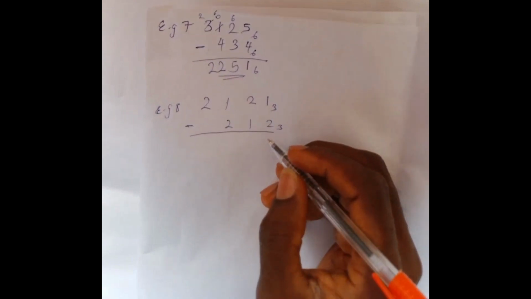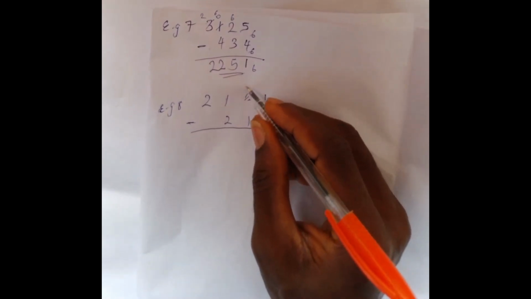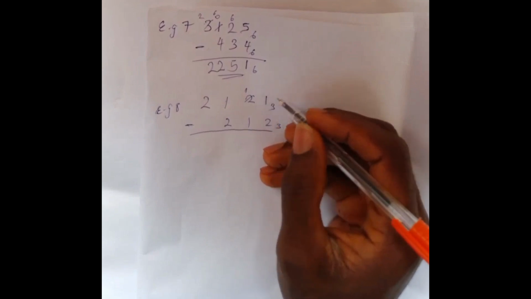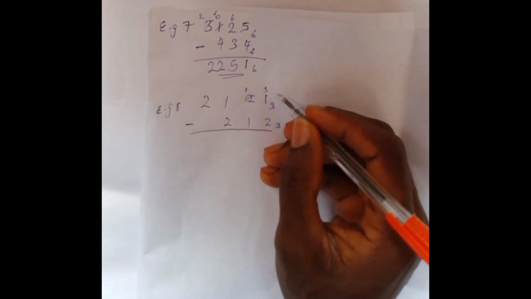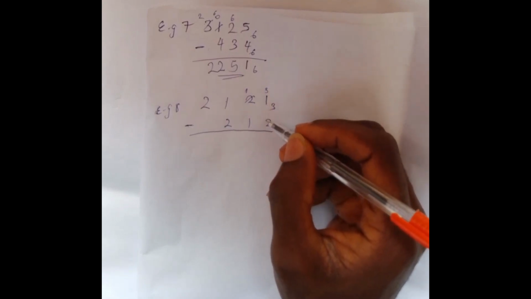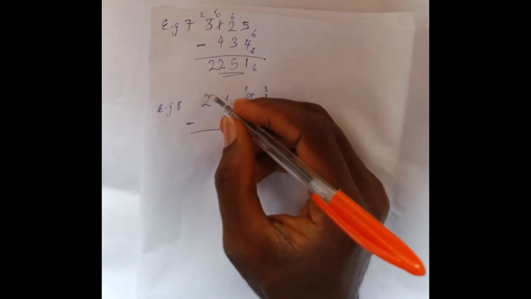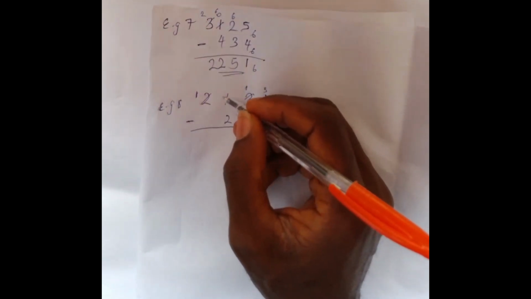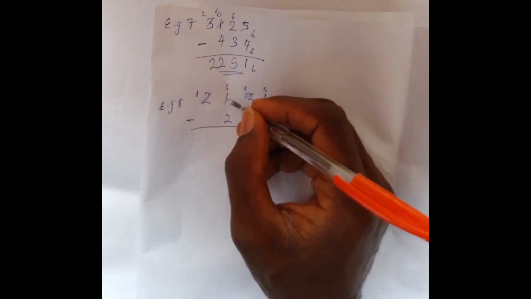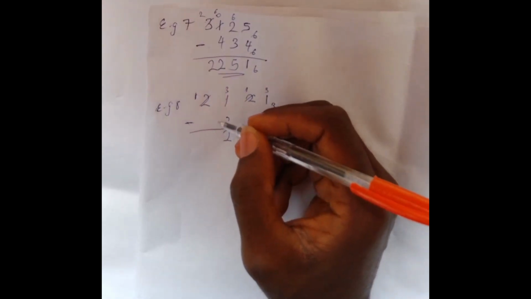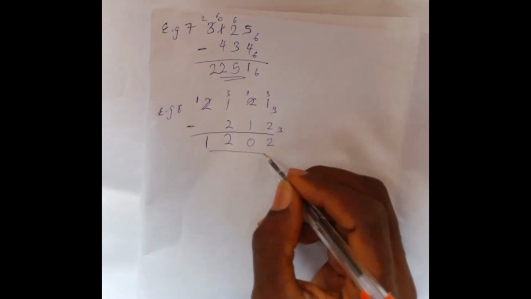1 minus 2 is impossible. We borrow 1 from here. Here turns to 1. Instead of writing 1 here, to become 11, I'll write 3, the base number. 3 plus 1, 4. 4 minus 2 is 2. 1 minus 1 is 0. 1 minus 2 impossible. Borrow 1. Instead of writing 11, I'll write my base number, which is 3. 3 plus 1, 4. 4 minus 2, 2. And 1 minus 0 is 1. Is the answer in base 3.